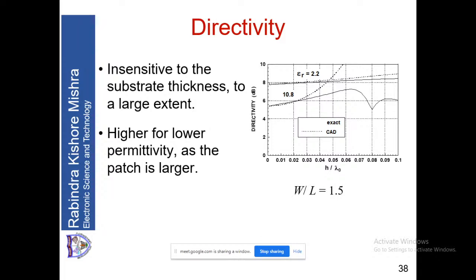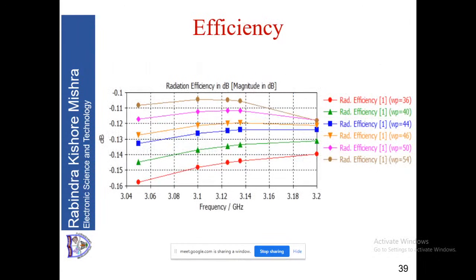Then let us see what happens to the efficiency of the antenna. Now you can see the plots for efficiency, calculated in dB, versus frequency. You can see as the frequency increases, efficiency initially increases, then it either decreases or remains constant.